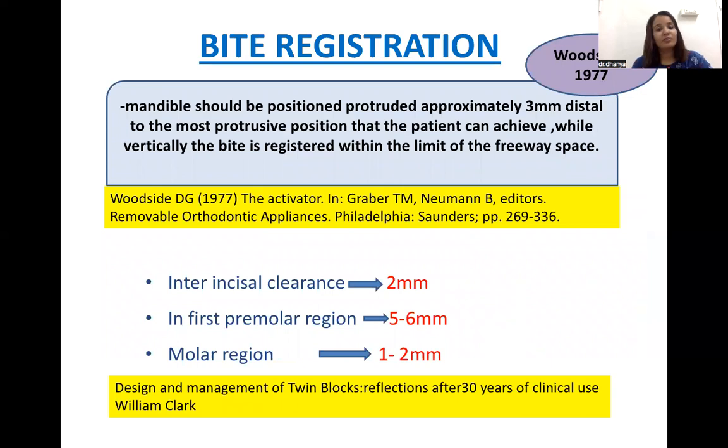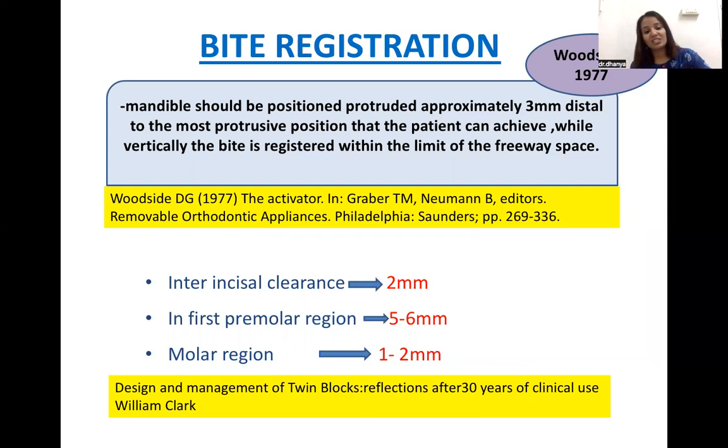Now, when we are considering the fabrication of this twin block appliance, before we fabricate, we need to register the bite. Okay, so this is explained by Woodside in 1977. Mandible should be positioned protruded approximately 3 mm distal to the most protrusive position that the patient can achieve. So it is made to bring it forward. The mandible is made to bring forward, and vertically the bite is registered within the limit of the freeway space.